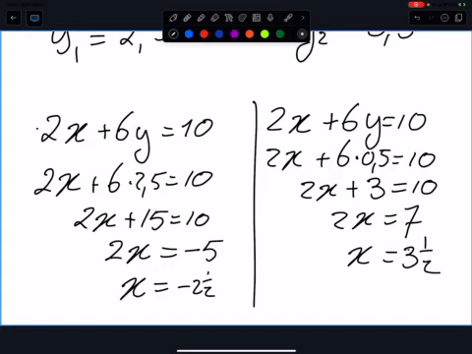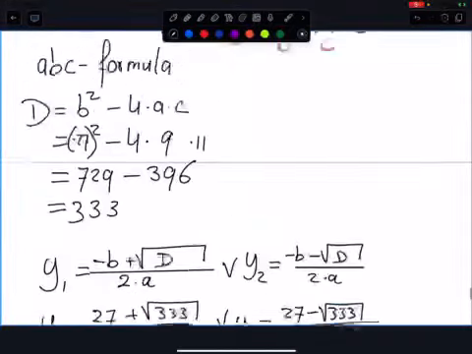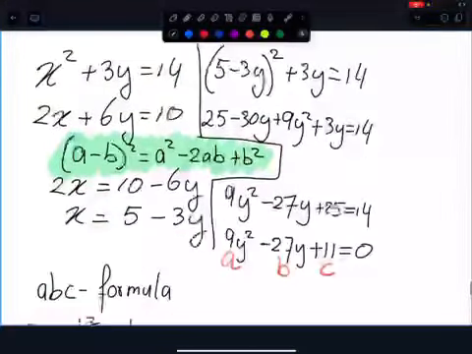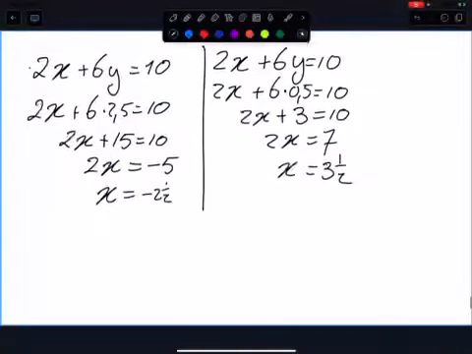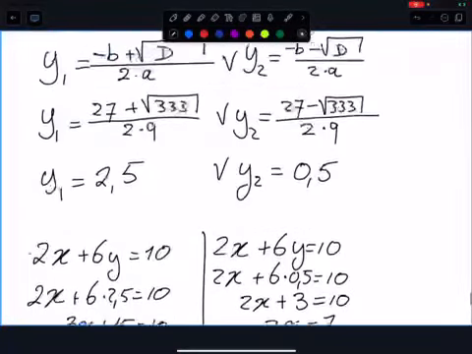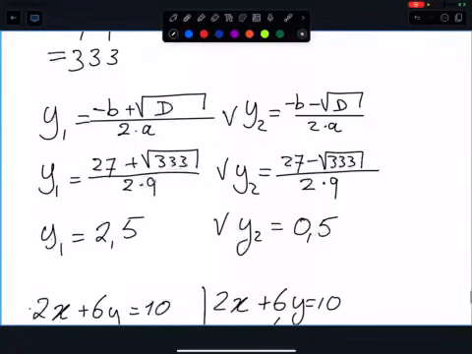Something like this should take you about 4 minutes in a CSEC exam. 4 minutes or less. All what I did here, starting from here all the way to the bottom, 4 minutes. They're both correct. But you can do that if you have the time.